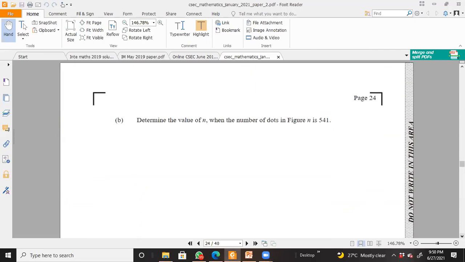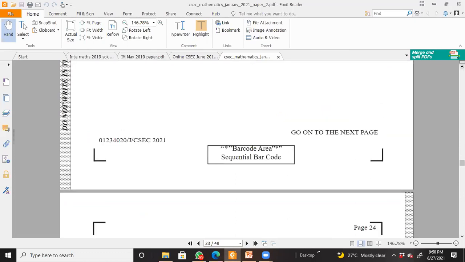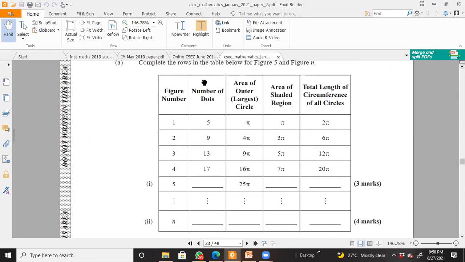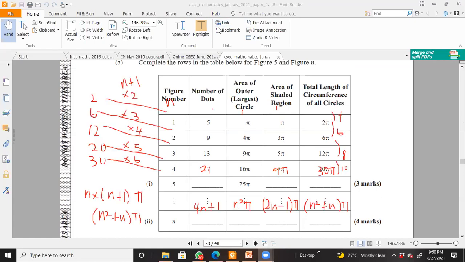They say determine the number of dots where the figure n is 541. So everybody, let's go to 541. They said number of dots. Which one gives me number of dots? This one, right? What was the formula we got here? Anybody remember the formula we got for the number of dots? 4n plus 1, right?